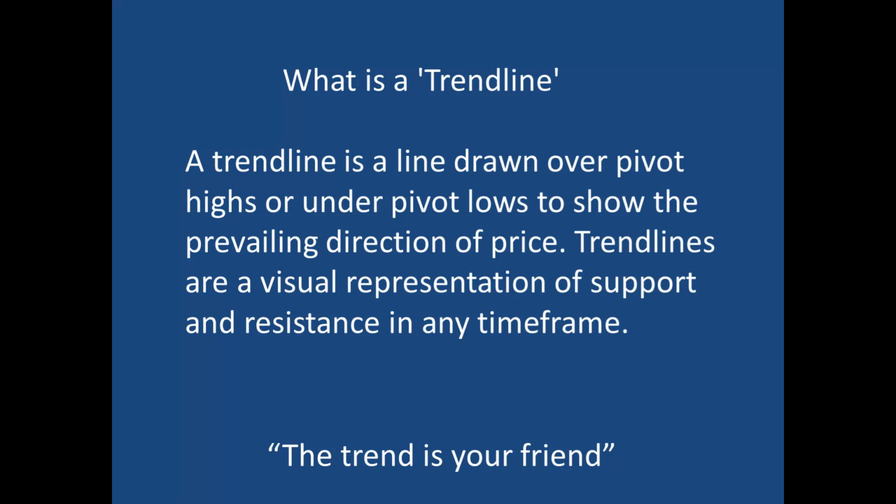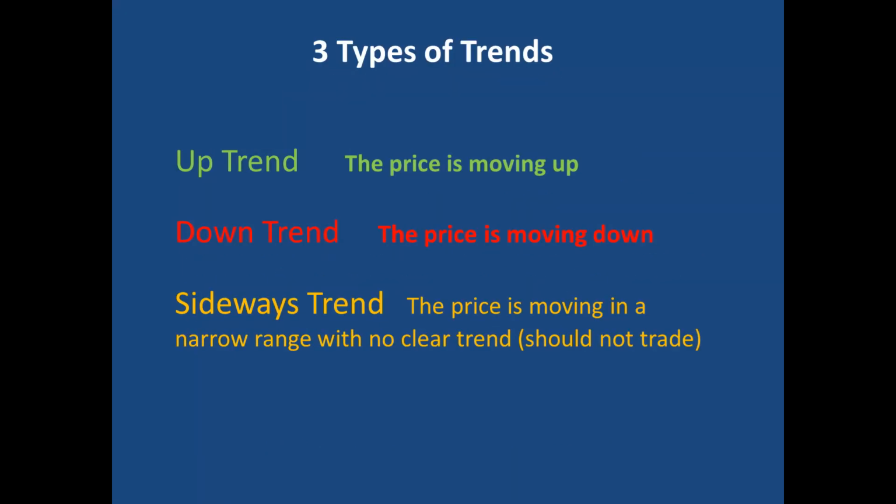And you probably, even as a new trader, have heard the slogan, the trend is your friend, and that is so absolutely true. There are three types of trends in trading: either an uptrend where the price is moving up, or a downtrend where the price is moving down, or a sideways trend. And this is something that's not tradable for a trend trader.